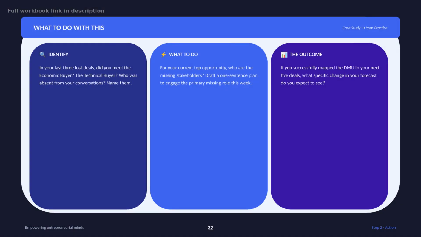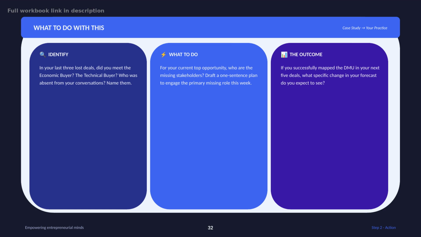Think back to that fintech story. In your last 3 lost deals, did you actually meet the economic buyer? The technical buyer? Name who was missing from those conversations. For your current top opportunity, who are the stakeholders you haven't engaged yet? Draft a one-sentence plan for reaching the most important missing one this week.